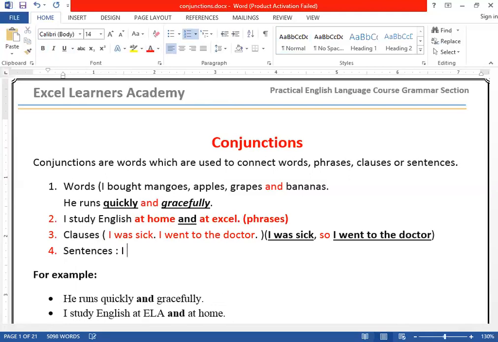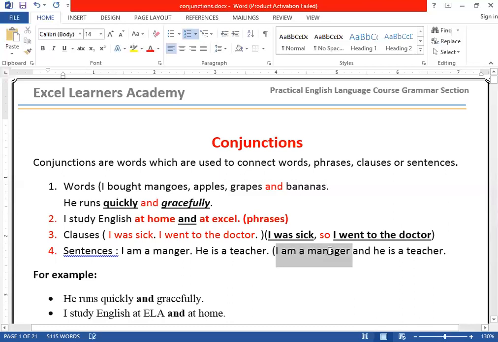For example, if I say, I'm a manager, that is one sentence. He is a teacher, that is another sentence. How can I connect both of them? I can say, I am a manager and he is a teacher. So now look, I have connected two sentences together. This is one, and this one is another. And in this case, and is called a conjunction.